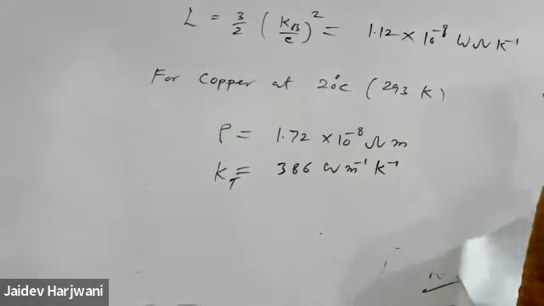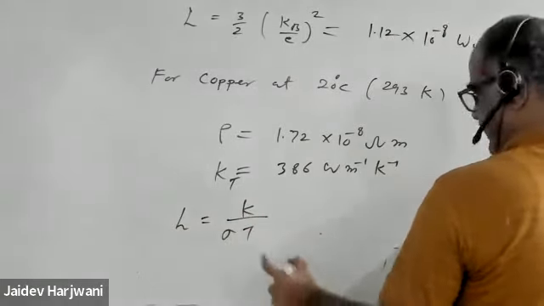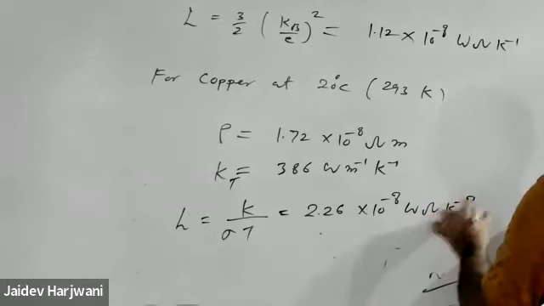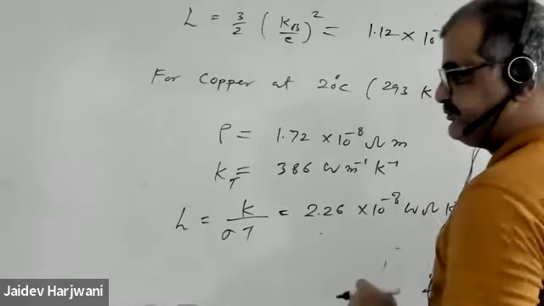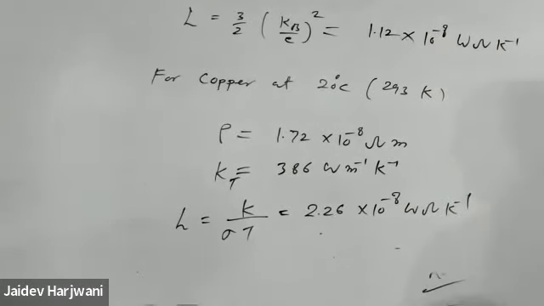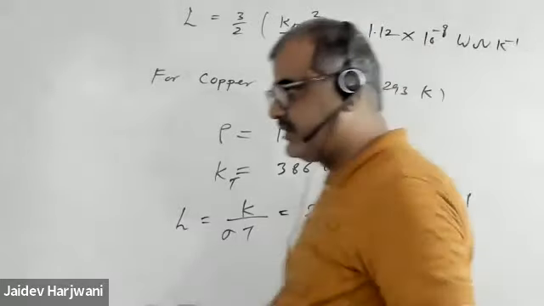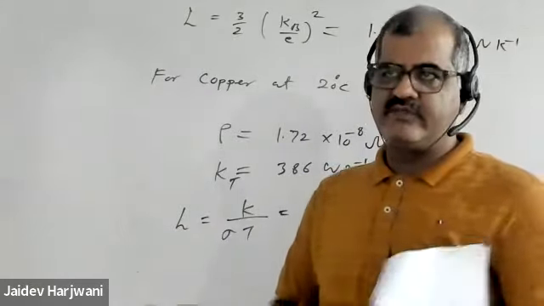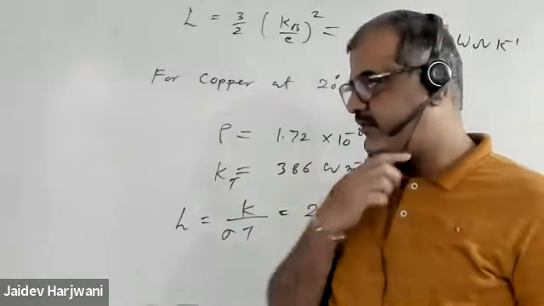Now if you calculate at this temperature the ratio K by sigma T, L comes out 2.26 into 10 raised to power minus 8 ohm K power minus 2. So now you can see that there is a deviation, but that deviation is not that much. The actual experimental value is twice of this value, so there is only a difference of a factor of 2. Although what we used was a specific heat which is 100 times the original value, here in the expression we get only a difference of two.